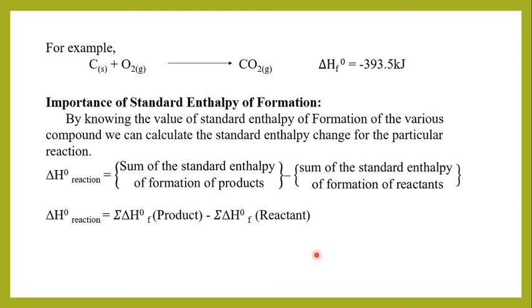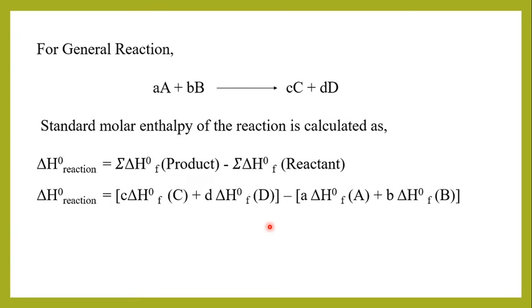So what is the importance of calculating the standard enthalpy of formation? By knowing the value of standard enthalpy of formation of the various compounds, we can calculate the standard enthalpy change for the particular reaction. It can be calculated by delta H naught of reaction is equal to sum of the standard enthalpy of formation of products minus sum of standard enthalpy of formation of reactants. So delta H naught is equal to summation of delta HF naught of products minus summation of delta HF naught of reactants.